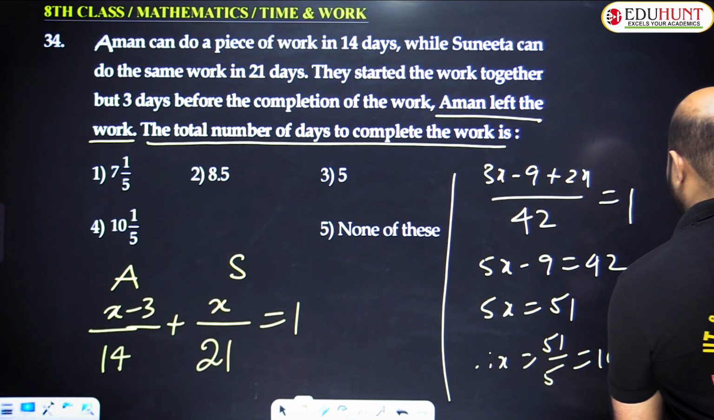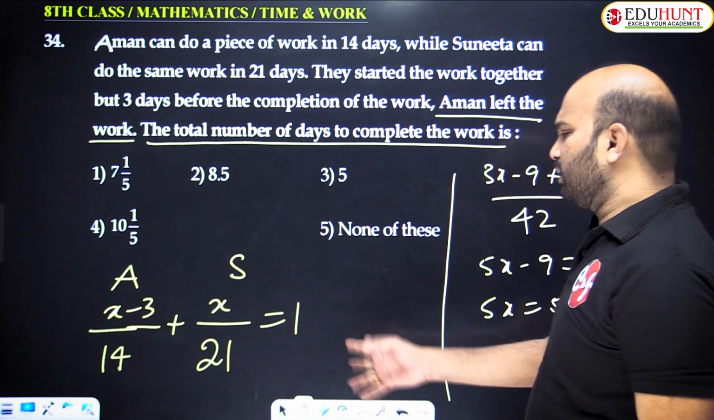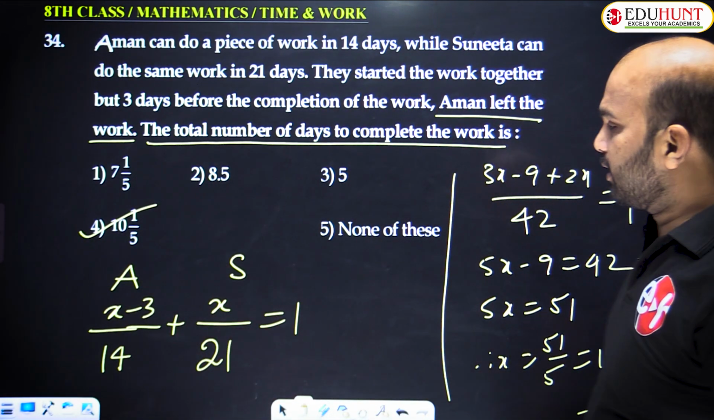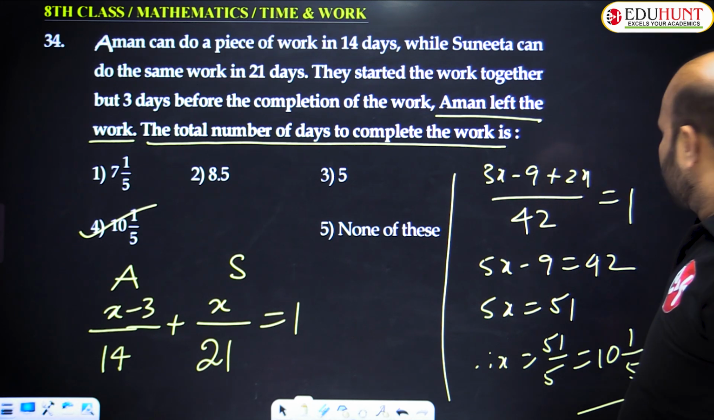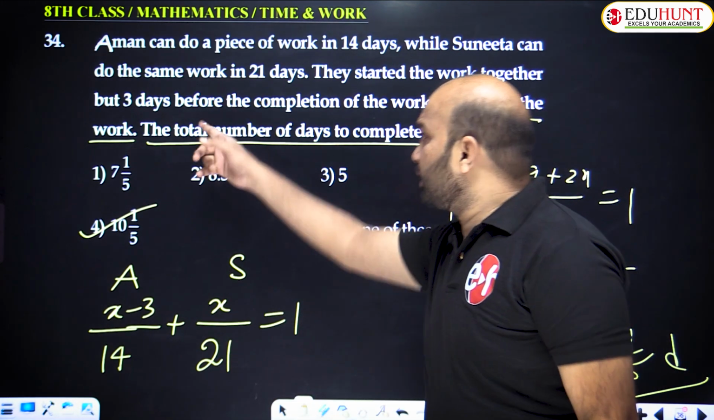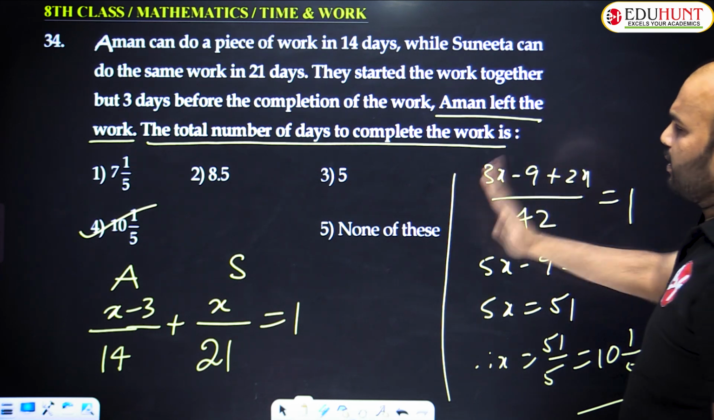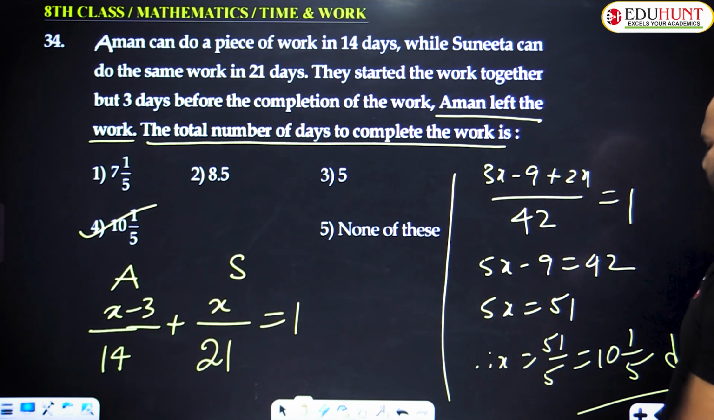So x stands for the total work completed by Sunita in how many days? 10 and 1 by 5 days. Option 4 is the right answer. Am I clear? But Aman works how many days? 7 and 1 by 5 days, because 3 days before completion of the work Aman left the job. But the question asks for the total number of days to complete the work, nothing but the x value, 10 and 1 by 5 days. Option 4 is the right answer.